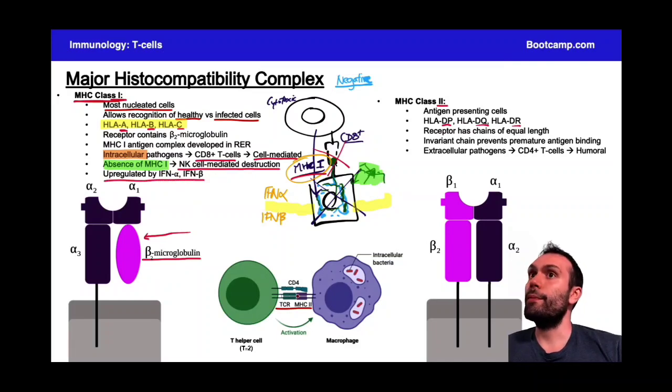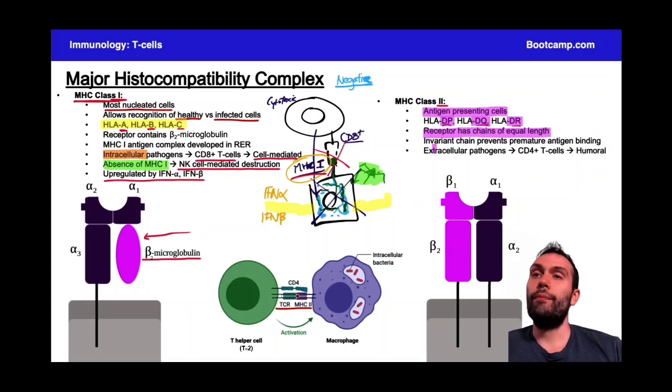Now, when we're talking about MHC class 2, we're not talking about just your everyday nucleated cell. We're talking specifically about antigen-presenting cells. Remember, we said this is going to be macrophages, dendritic cells, B cells, right? These are all very classic for presenting antigens to either B cells or T cells. And again, the HLAs are going to be 2-letter HLAs, specifically for MHC class 2. Now, again, we talked about the receptor having chains of equal length, which is different from the receptor in MHC class 1, which is asymmetric and has beta 2 microglobulin.